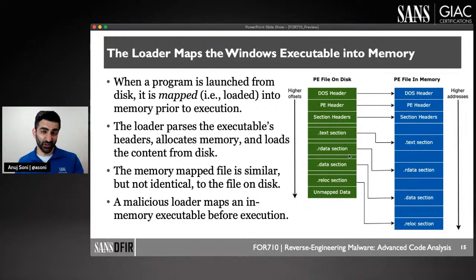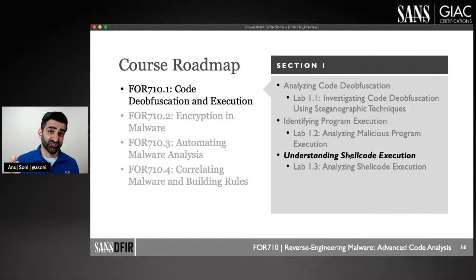In particular, when it comes to dumping a process from memory, there's a difference between dumping an executable that is in its unmapped state versus an executable that is in its mapped state. So we need to talk about the differences between those two states and how to actually fix those up if necessary. So that's module 2, okay?